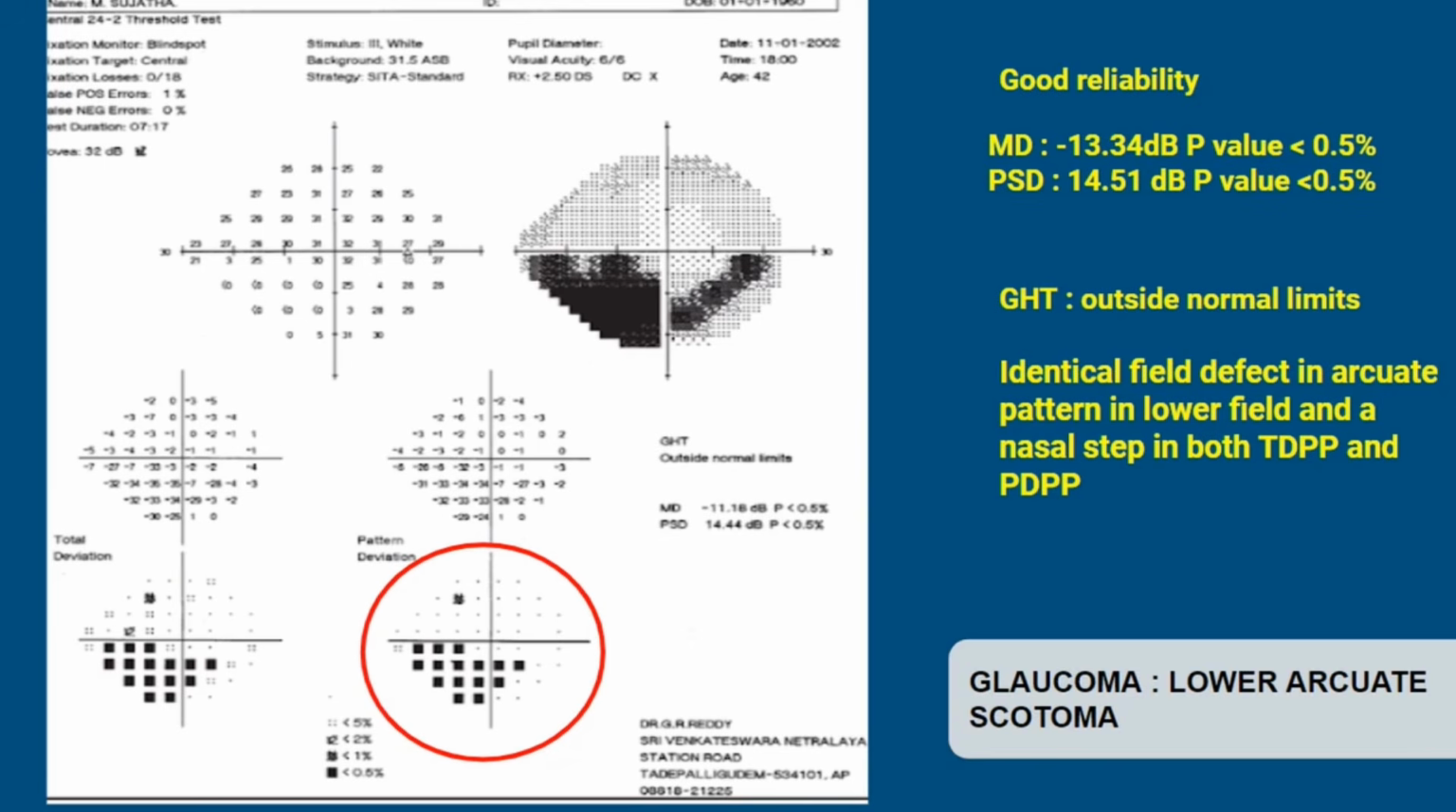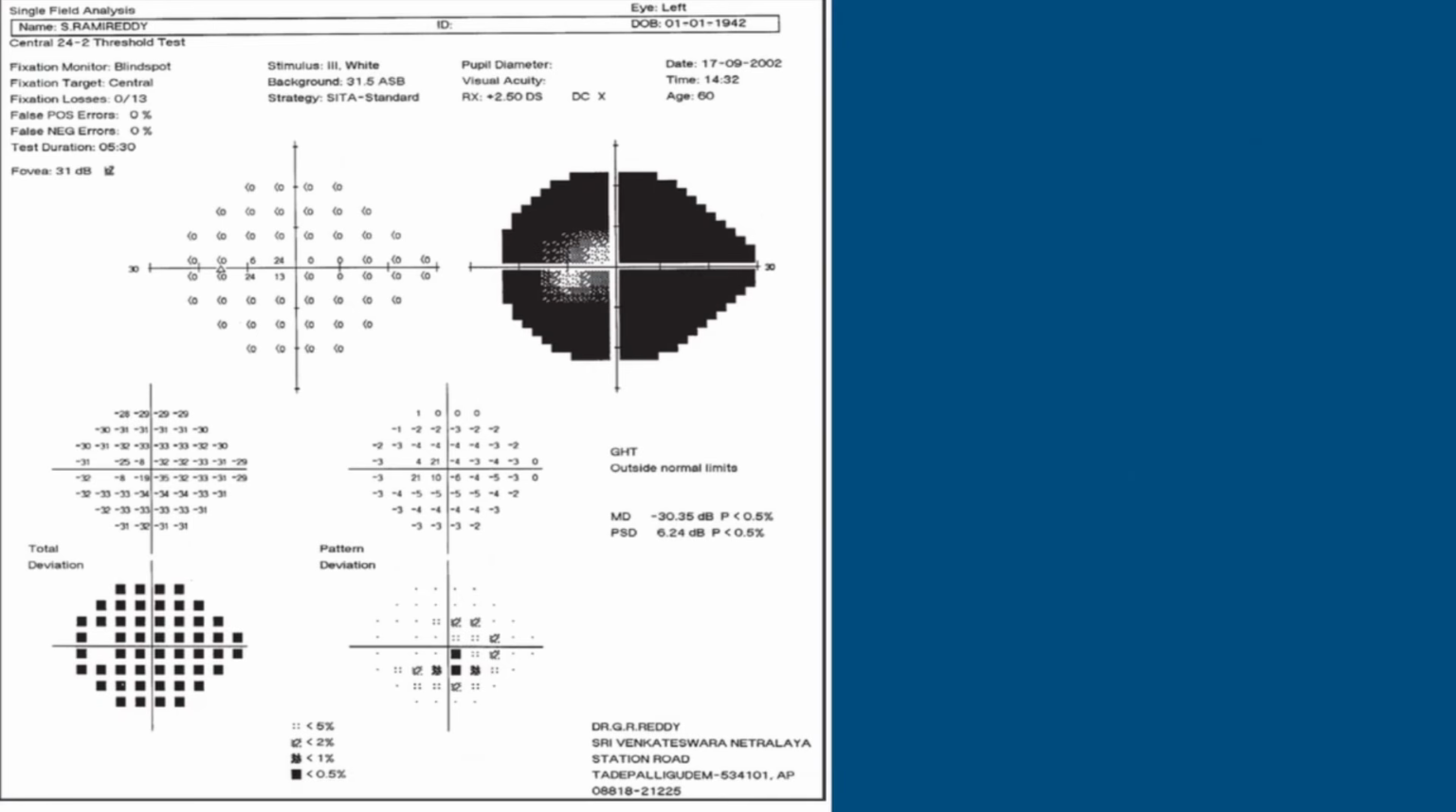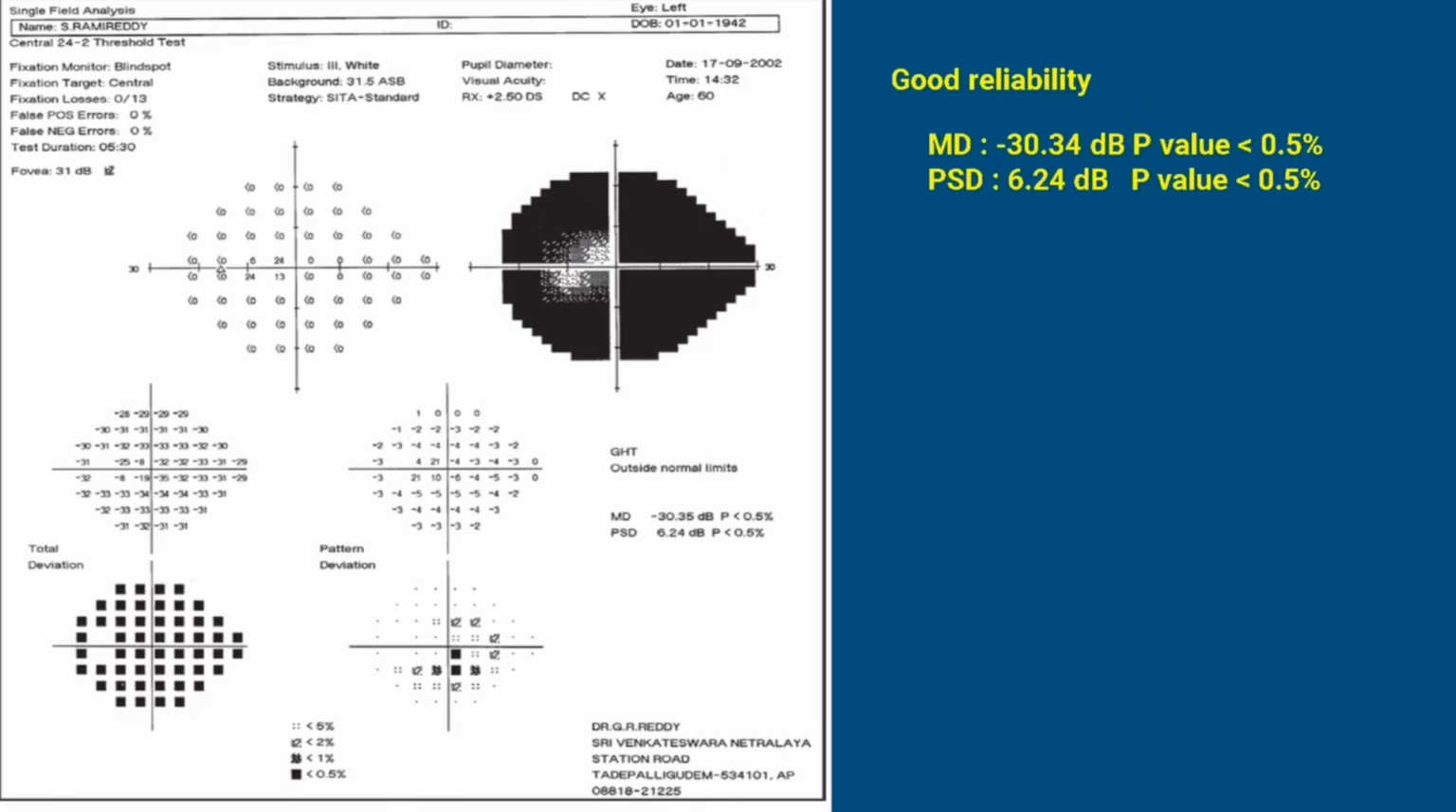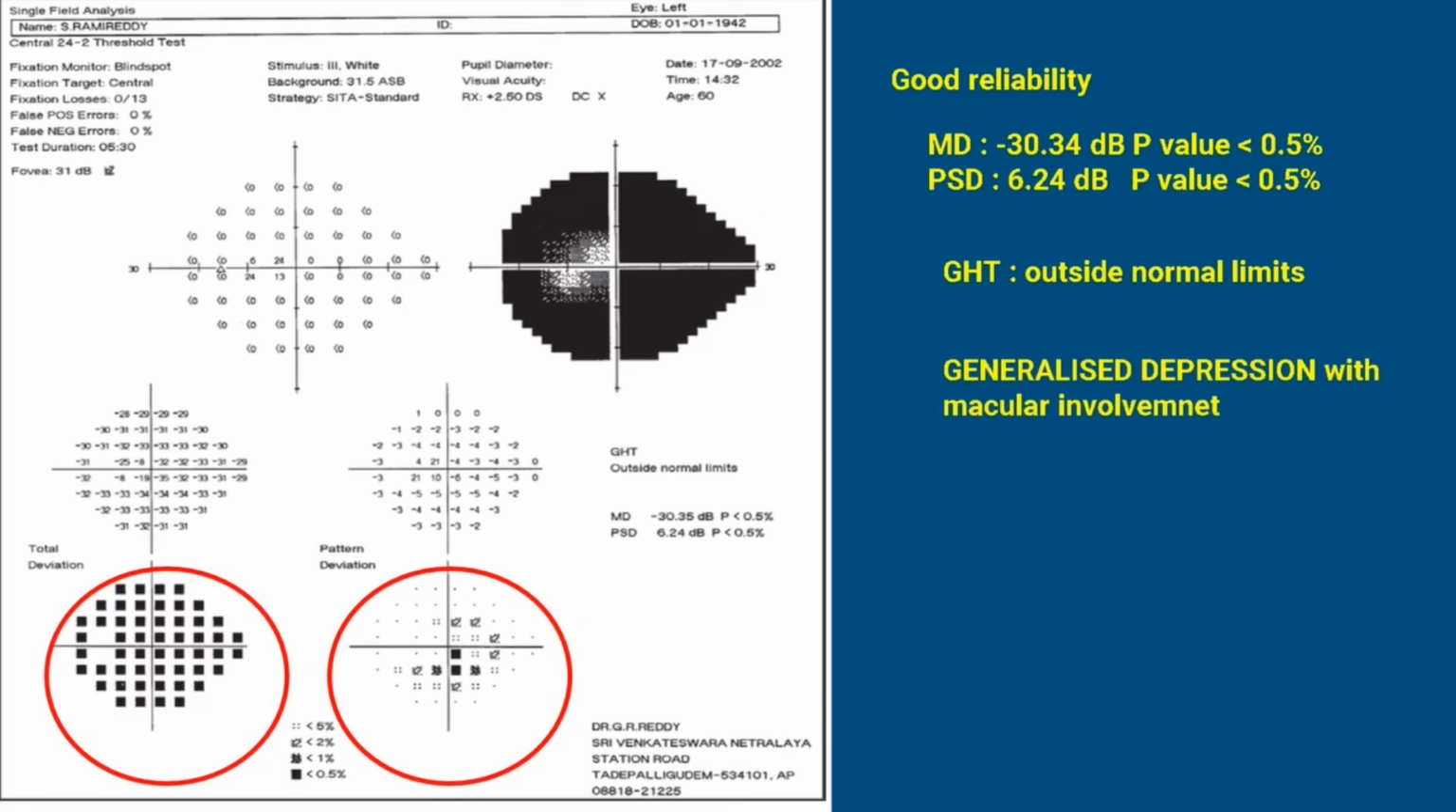It indicates a lower arcuate scotoma. In this patient, there is good reliability. The mean deviation is -30.34 decibels, which is really high. Pattern standard deviation is +6.24. GHT is outside normal limits. There is generalized depression seen in the total deviation plot.